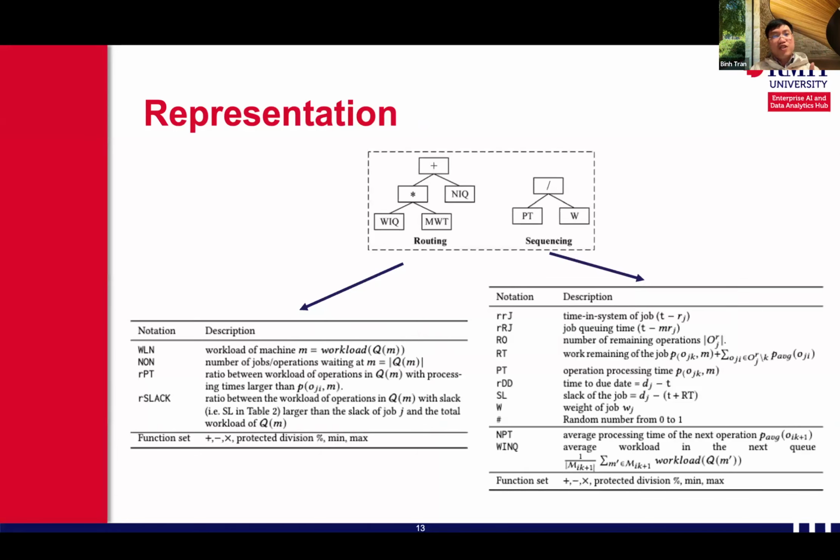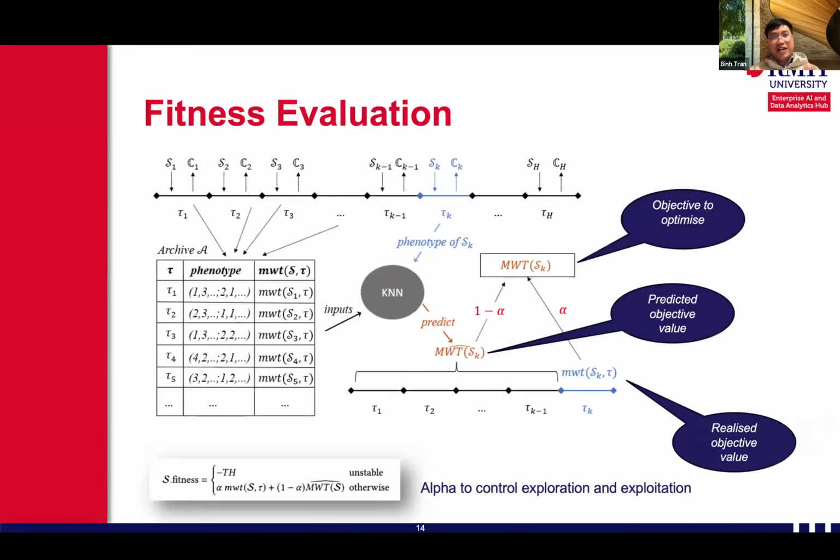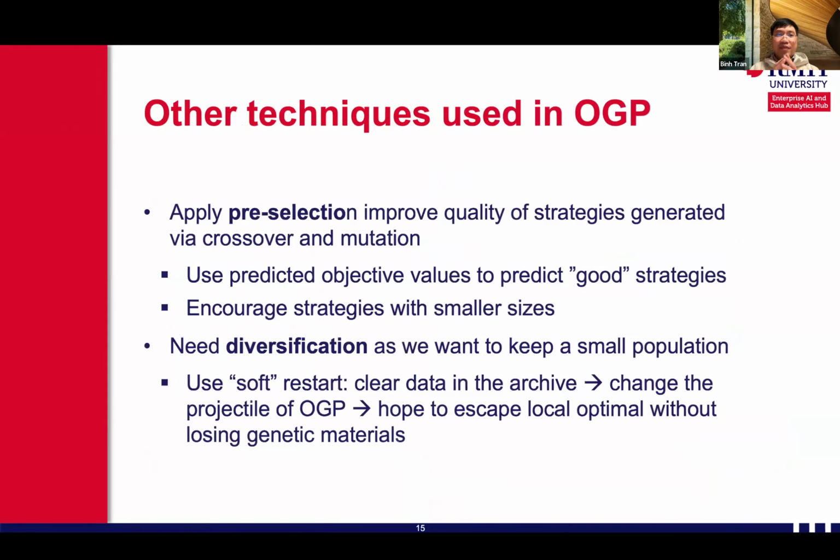For representation, we use traditional tree-based representation. And this is a sketch showing how the fitness is evaluated. It's mainly based on a small machine learning model to predict the long-term performance of the rules and the immediate realized objective. We combine them and try to predict how good the rules are. We also apply other techniques from the literature, including pre-selection, something similar to surrogate-assisted models, and a diversification approach to make things less likely to be trapped in local optima.